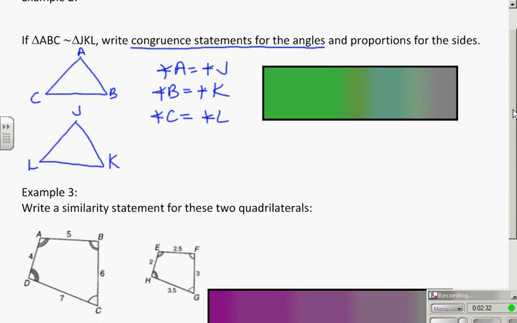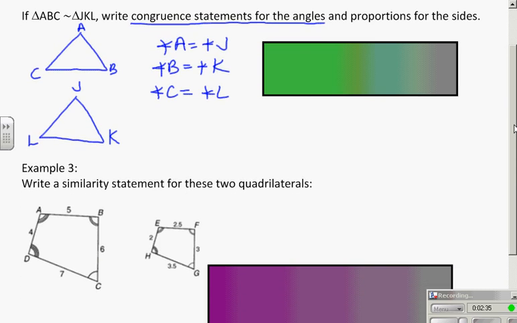Now, congruence statements were important in the last unit because they told us that the order of vertices matched up. Similarity statements are going to do the exact same thing. If triangle ABC is similar to triangle JKL, write a congruence statement for the angles and proportions for the sides. When in doubt, draw a picture. So I've quickly sketched triangle ABC and triangle JKL. Now, congruence statement for the angles. Remember, in similar polygons, the angles are equal. And so A corresponds to J, and we see that in our statement. You can use the similarity statement that B and K are equal, and C and L.